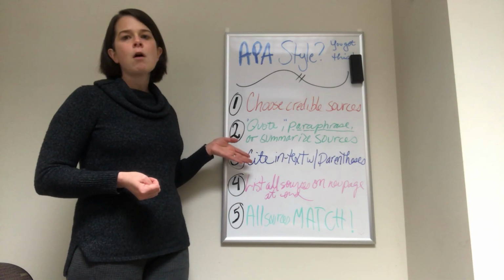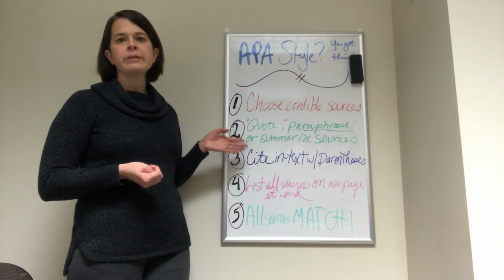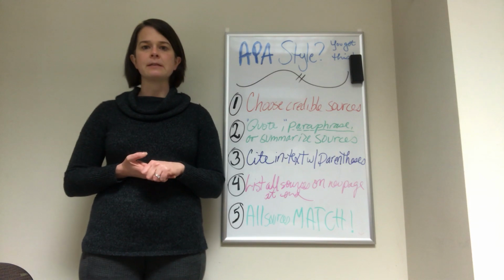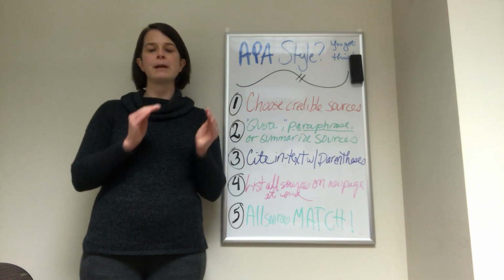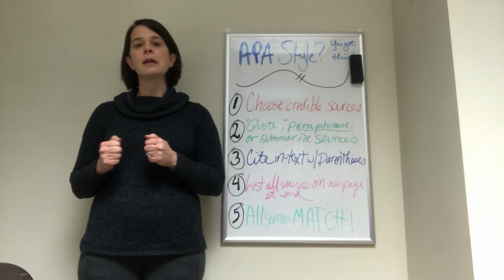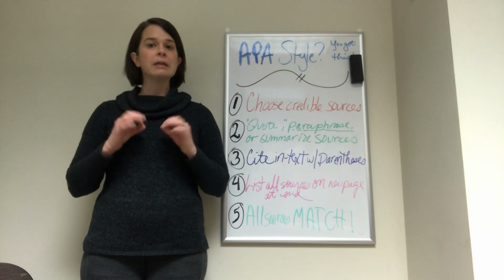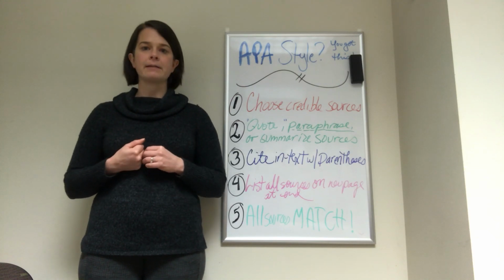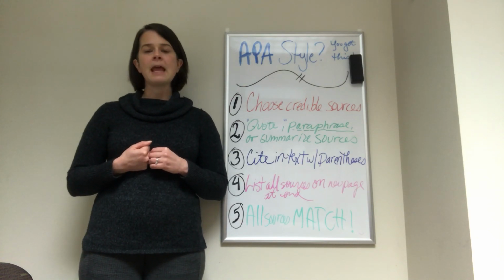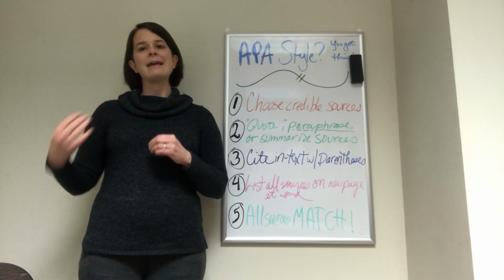Third, you already have experience in APA with citing in the text with parentheses. So you know that after you quote, paraphrase, or summarize, you need to indicate in that same sentence where that information came from. Most of the time we do that at the end of a sentence.